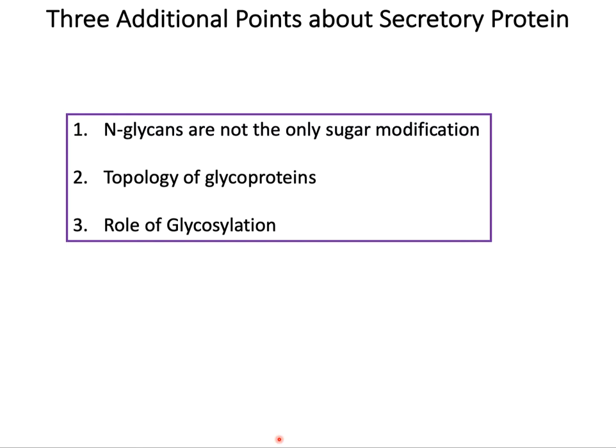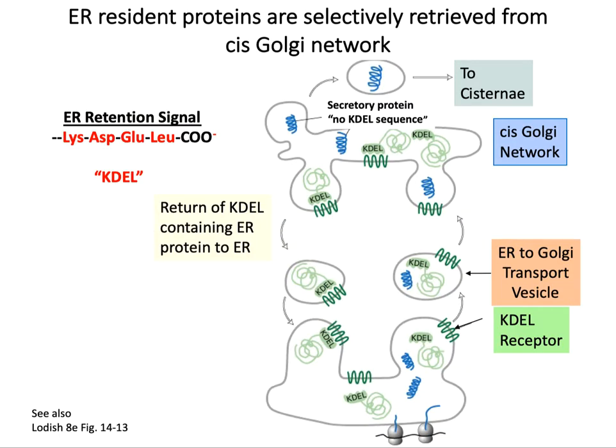So there are 4 short additional points we want to make about secretory protein trafficking. We want to talk about the ER resident proteins again. We want to stress that the N-glycans are not the only sugar modifications. We want to talk about why it is important to think about the topology of glycoproteins in the membranes. We talked about this a little bit before. And we want to talk about the role of glycosylation.